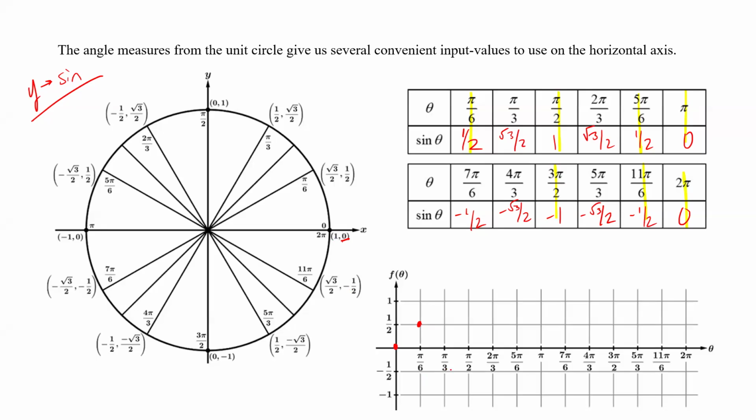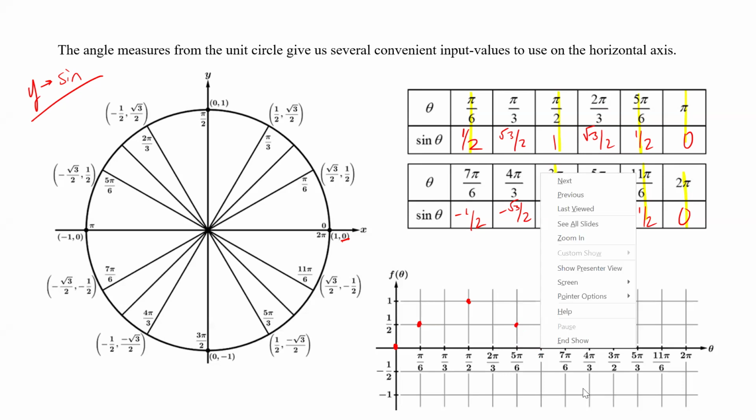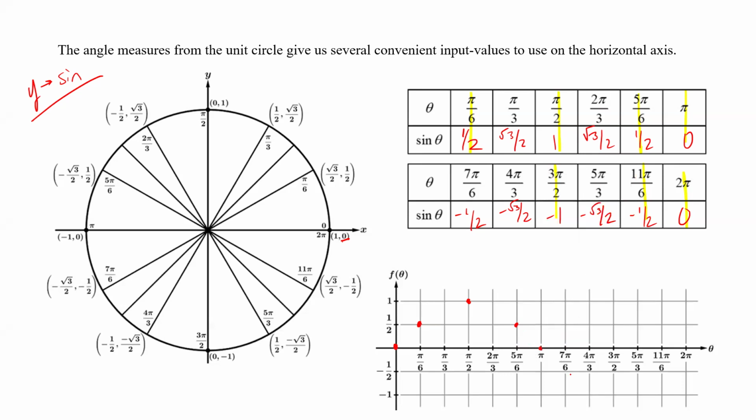I'm going to skip pi over 3. I'm going to go to pi over 2, and it's at 1. I'm going to skip 2 pi over 3, and I'm going to go to pi, and pi is at, I'm sorry, 5 pi over 6 is at 1/2. I'm going to go to pi, and it's back at 0. I'm going to go to 7 pi over 6, and it's at -1/2. I'm going to skip 4 pi over 3, and I'm going to go to 3 pi over 2, which is at -1. And then I'm going to go to 11 pi over 6, which is at -1/2. I'm going to come back to 2 pi.